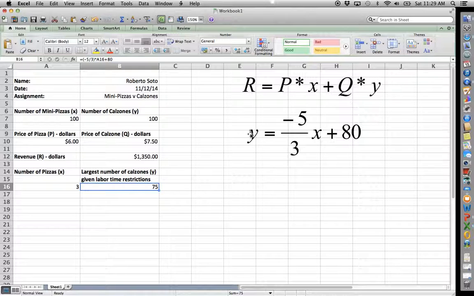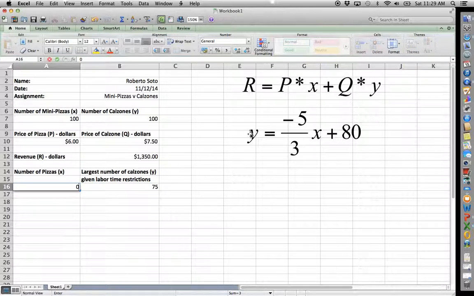So notice that we would only get positive values or real values for the number of calzones if we have multiples of 3. So we're going to go ahead and put the number of pizzas here, and we're going to go up by 3, 6, 9. But this is going to take a while. We want Excel to do this for us. So instead of having to type it all in, let's go ahead and delete this. Let me show you what Excel can do for you.